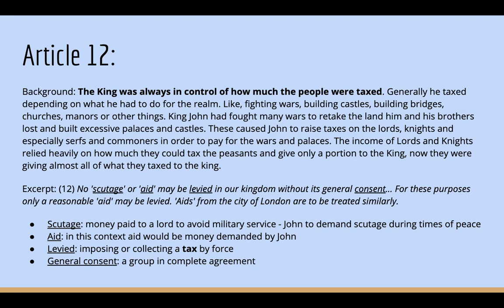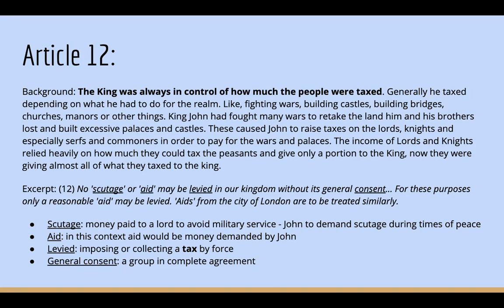King John had fought many wars to retake the land that him and his brothers lost, and they built excessive palaces and castles. These caused John to raise taxes on the lords, knights, and especially serfs and commoners in order to pay for the wars and palaces. The income of lords and knights relied heavily on how much they could tax the peasants and give only a portion to the king. Now they were giving almost all of what they taxed to the king.